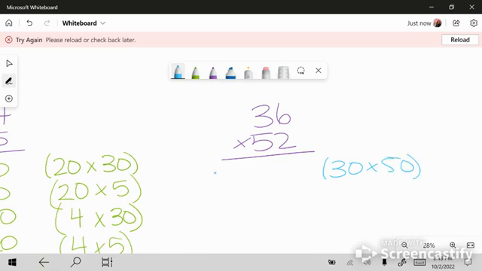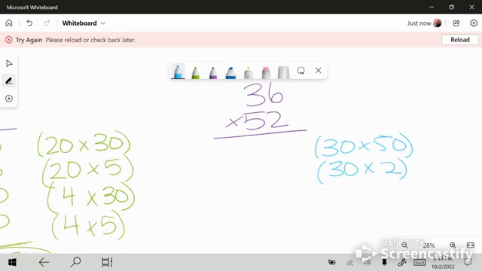Then our ones times our tens, so 2 times 30, or 30 times 2. And then 50 times 6. And then our ones times our ones, 6 times 2. So then again, we're just going to go through, multiply all these together.